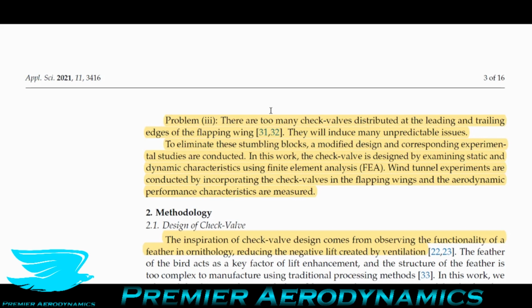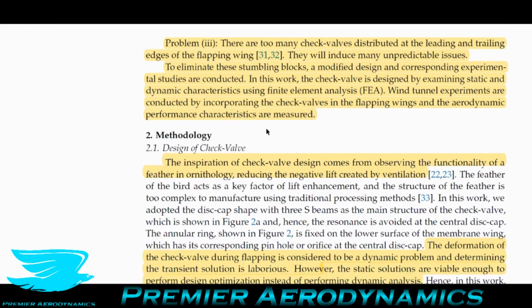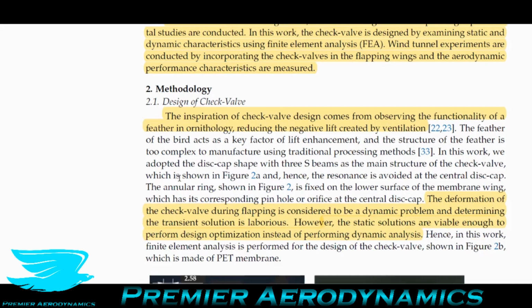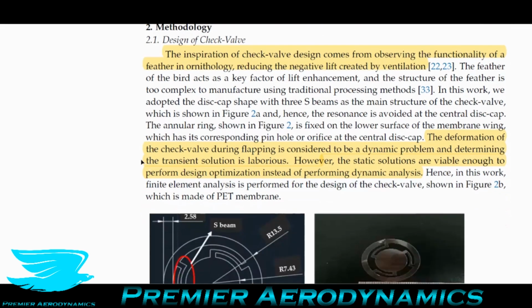In this work, the check valve is designed by examining static and dynamic characteristics using FEA. Wind tunnel experiments are conducted by incorporating the check valves in the flapping wings, and the aerodynamic performance characteristics are measured. So let's talk about the check valve design first. They say that the inspiration for the check valve design comes from observing the functionality of feathers in ornithology, so in bird flight, and how they are used to reduce the negative lift through the ventilation mechanism.